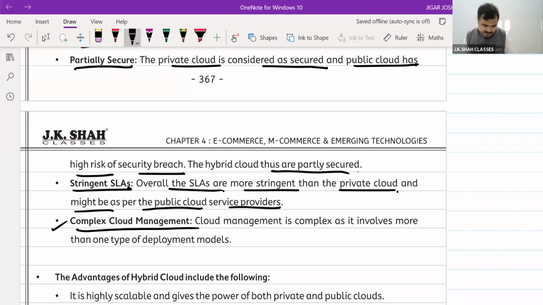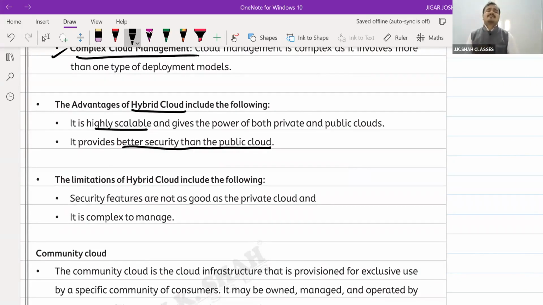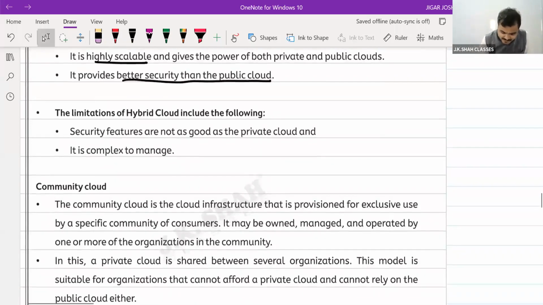Agree? Yes, sir. The advantages of hybrid cloud are, first one, is it scalable? Yes. Better security as compared to public cloud? Yes, sir. Because in public cloud we have maximum risk, but here we are using private plus public. So the data which you want to make tremendously secure, you will keep on private. The data which is general in nature, keep it on public. Understood? Okay, sir.